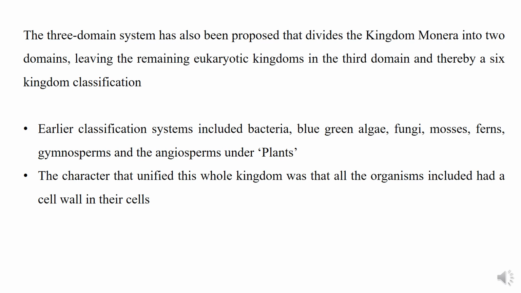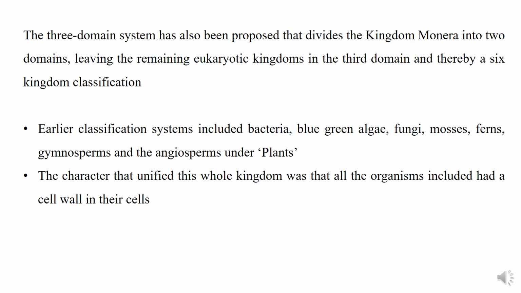And there is also a 3 domain system, where Monera is divided into 2 domains, to keep Archaebacteria and Eubacteria, so they proposed the 3 domain system. Only Monera is divided into 2 domains, the remaining are kept as they are.